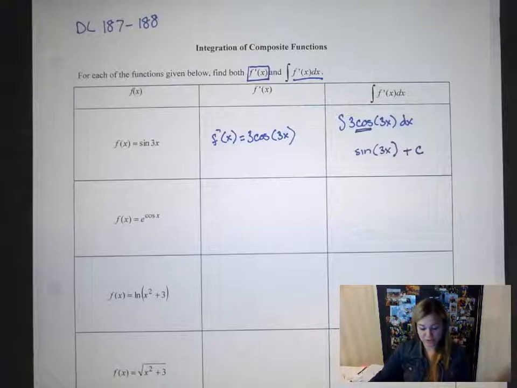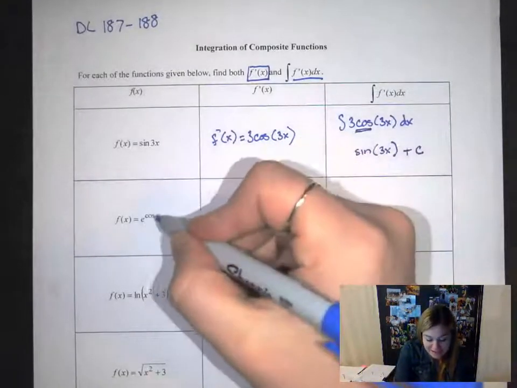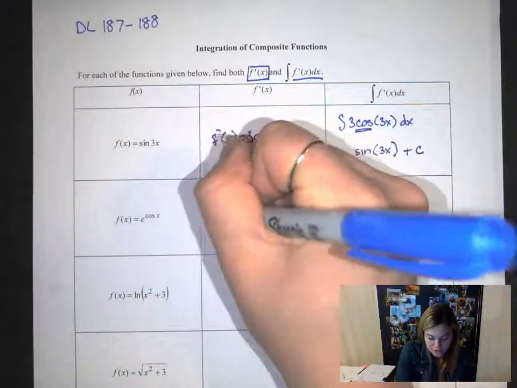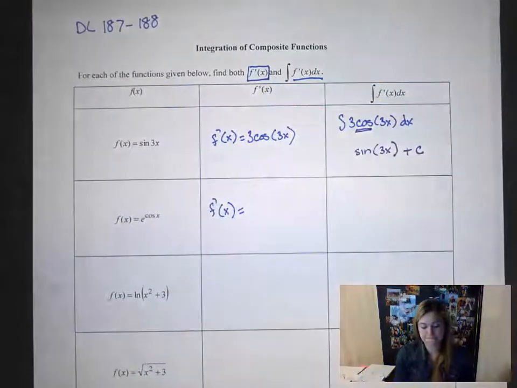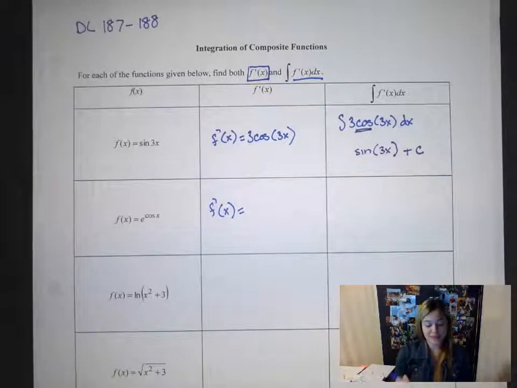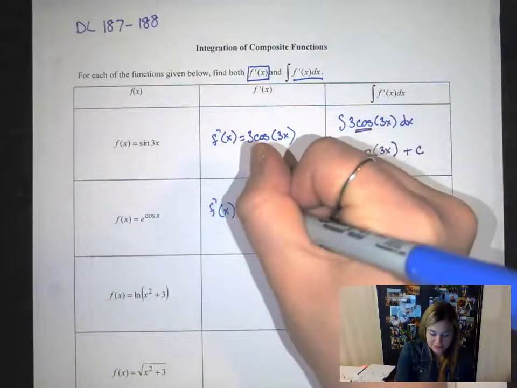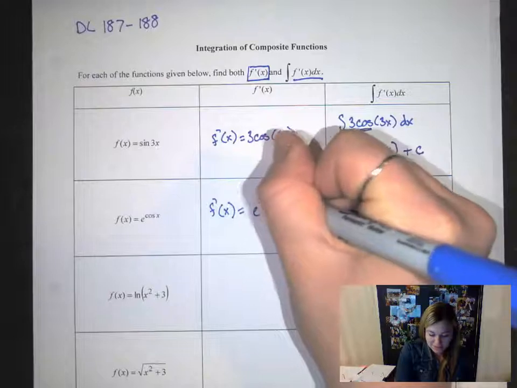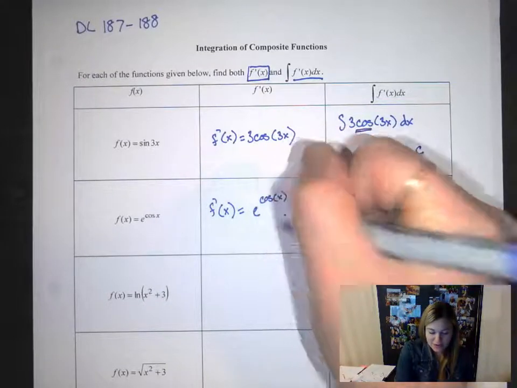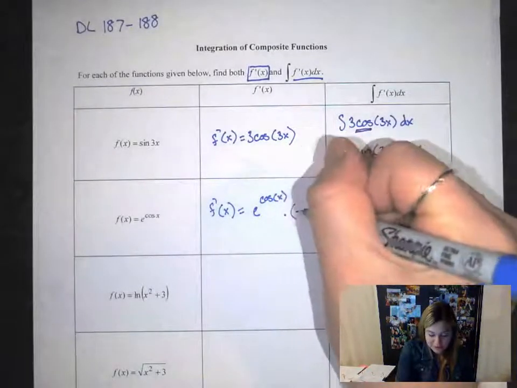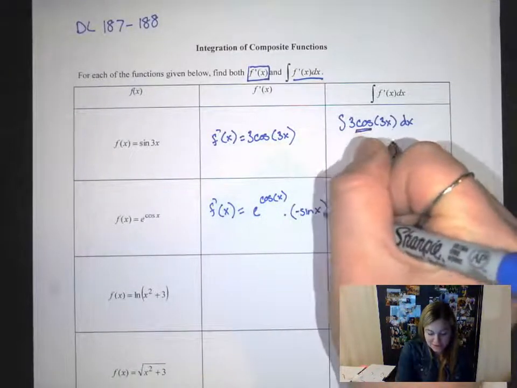Okay, let's do another one. So I've got e to the cosine of x. Gross. So if I took the derivative, this is a really good reminder of all these rules. The derivative of e to the anything is e to the anything times the derivative of the anything. So in this case, I would have e to the anything times the derivative of the anything. The derivative of cosine is negative sine of x.